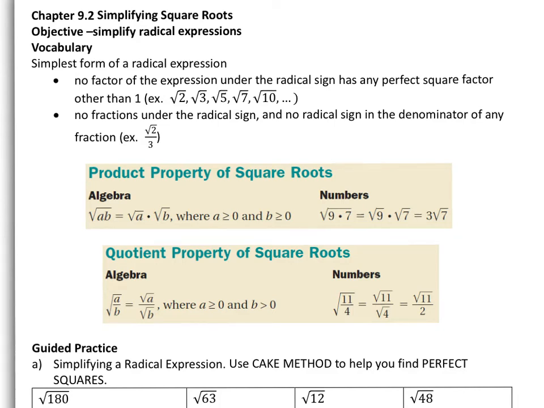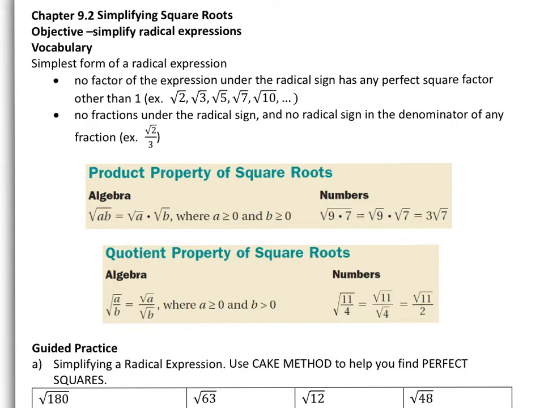9.2 Simplifying square roots. For this lesson, we're going to learn how to simplify radical expressions. Vocabulary: simplest form of a radical expression. When a radical expression is in its simplest form, you cannot have a factor of the expression under the radical sign that has a perfect square factor other than 1.